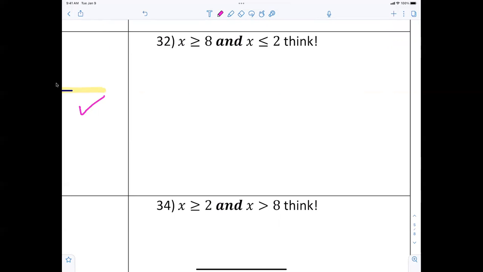The "and" and the "or" mess kids up. But if you understand what "and" means, it's not really a problem for you. "And" means it has to work in both cases. Is any number greater than 8 and less than 2? No. That's why we say it's a what? No solution.